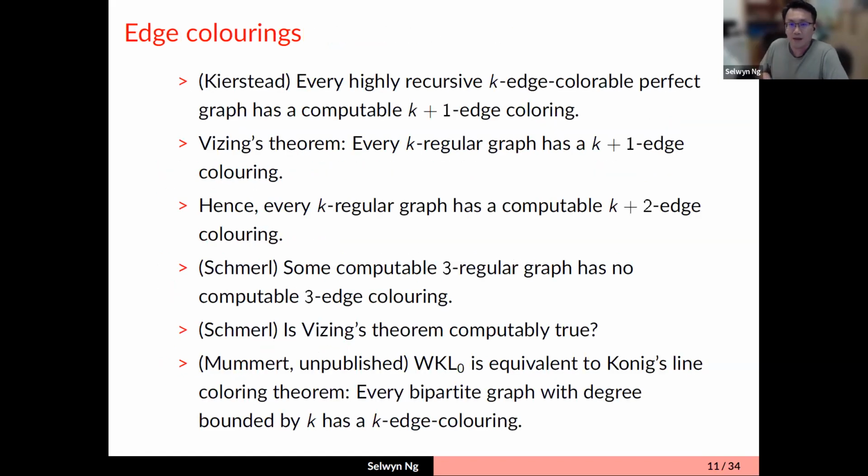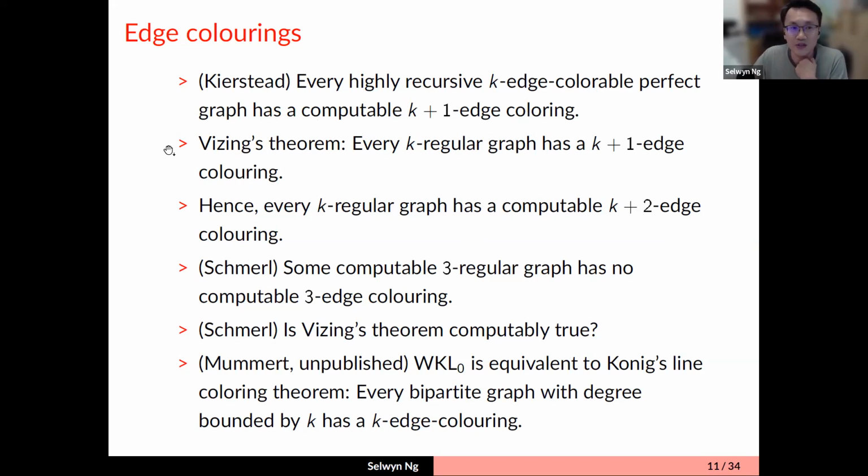Okay, so I'll just quickly mention some work and some questions on edge coloring, even though it's not really the main focus of our work. Kierstead shows that every highly recursive k edge colorable graph, so basically his previous theorem holds for edge coloring of graphs: a k edge colorable perfect graph always has a computable k plus 1 edge coloring.